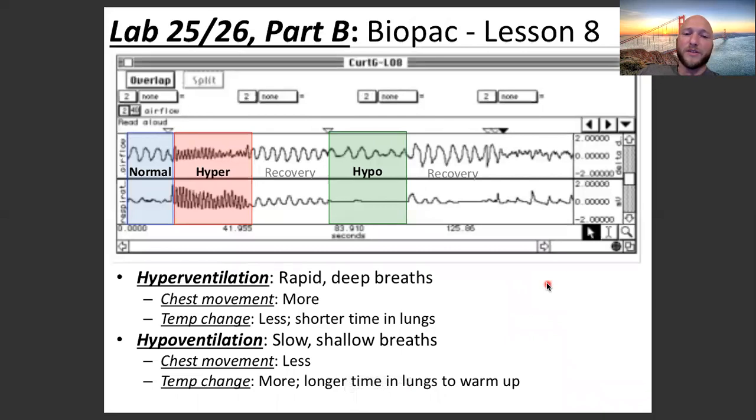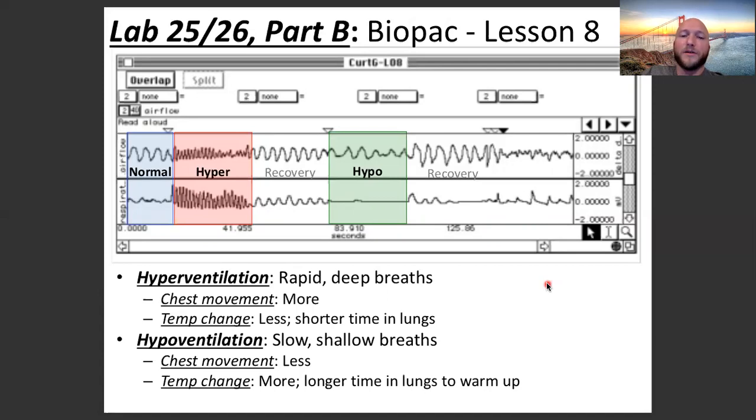So hyperventilation, we have rapid, deep breaths. Are you going to have more or less chest expansion with hyperventilation? More or less. So it's rapid, deep breaths. Deep being key. So you're taking large breaths. You're having a lot of chest expansion and contraction. So you're going to have more chest movement during this rapid, deep hyperventilation. With hypoventilation, how is the chest movement going to compare to apnea, normal breathing?